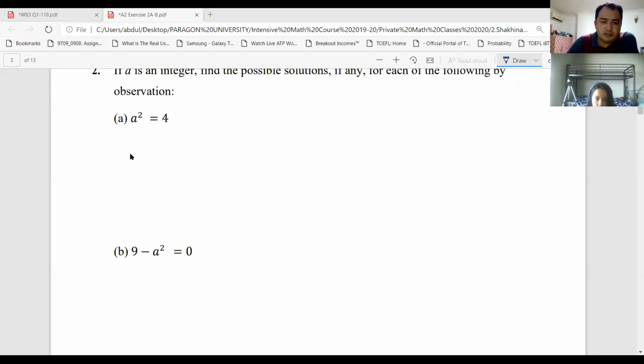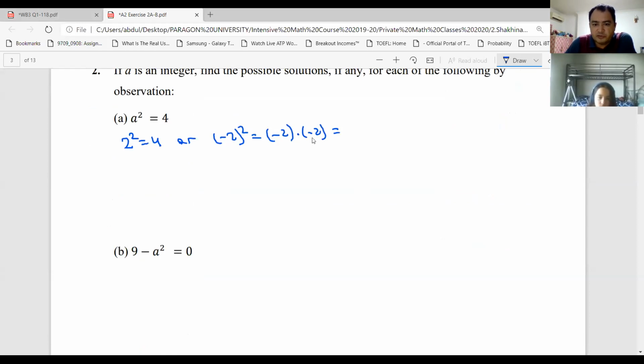Here, as you see, 2 squared equals 4, or negative 2 squared. And what does square mean? It means negative 2 times negative 2, which is positive 2 times 2, 4. Therefore, both 2 and negative 2 satisfy the equation. So a equals 2 or a equals negative 2.